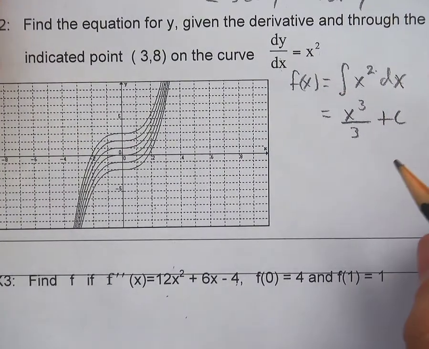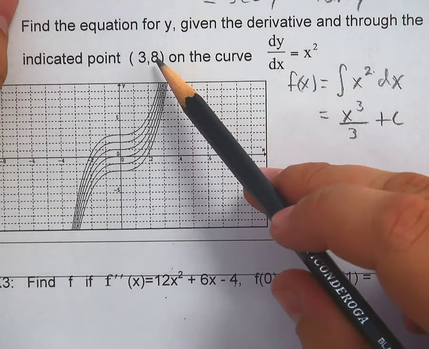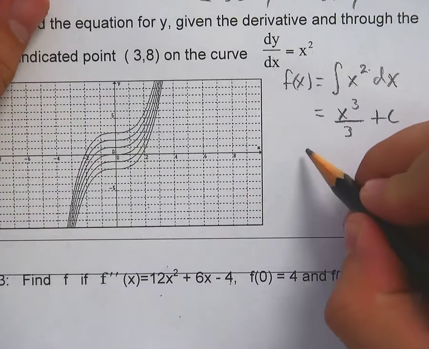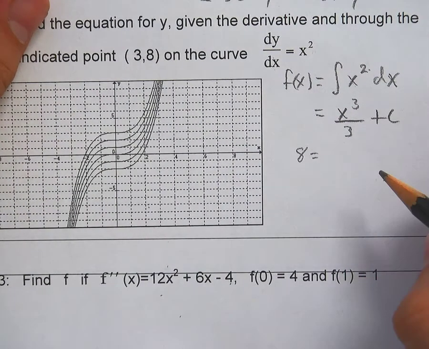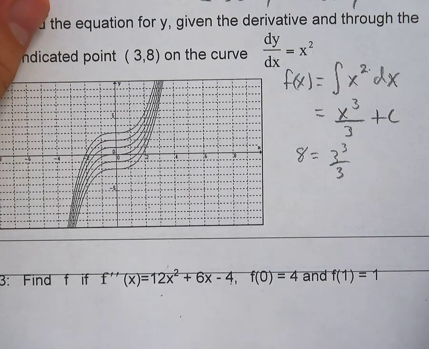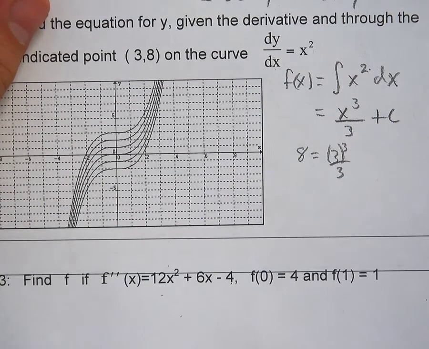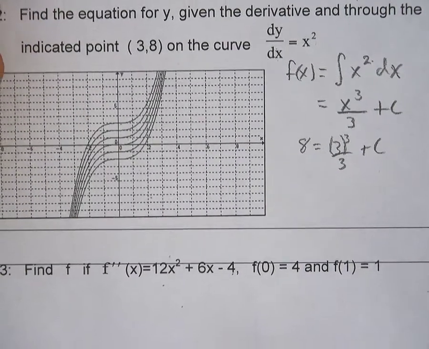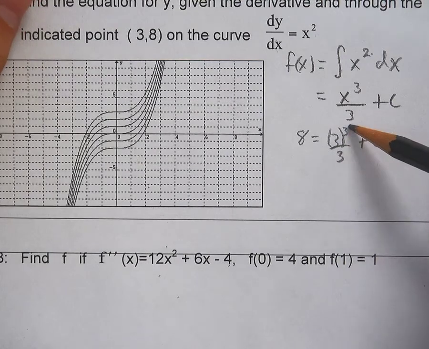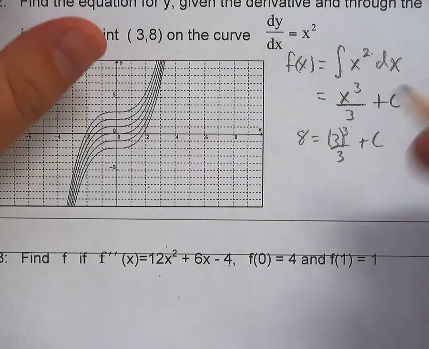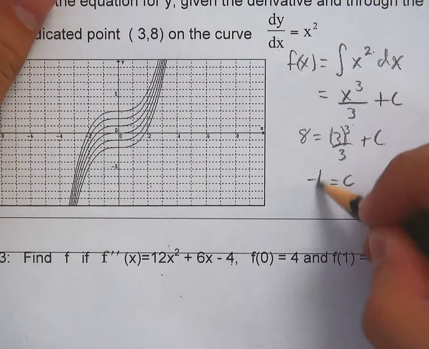Okay? So I'm going to plug in 8 for y and 3 for x and figure out what c is. Plug in 8 for y, plug in 3 for x, here's my x, and solve for c. Well, this is 3 cubed over 3 is 9, right? So subtract your 9 over there. C is -1.